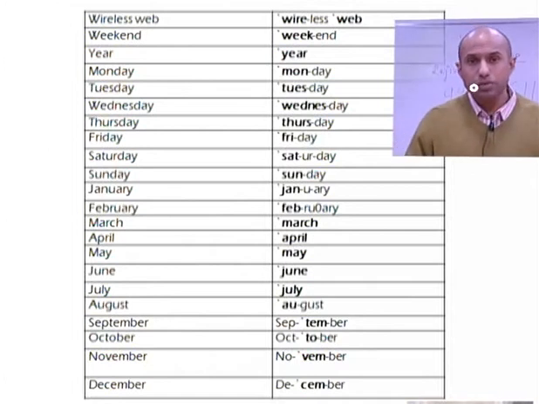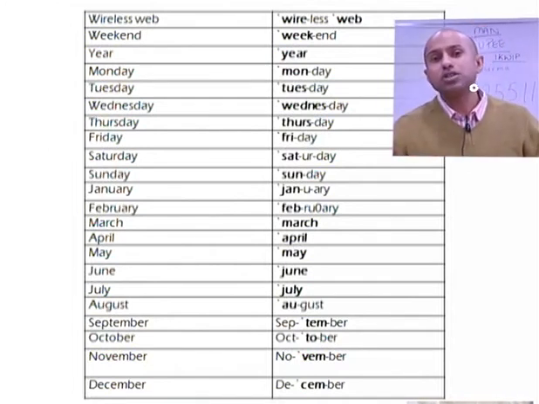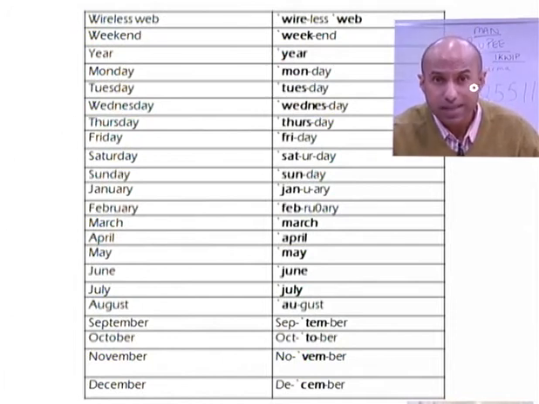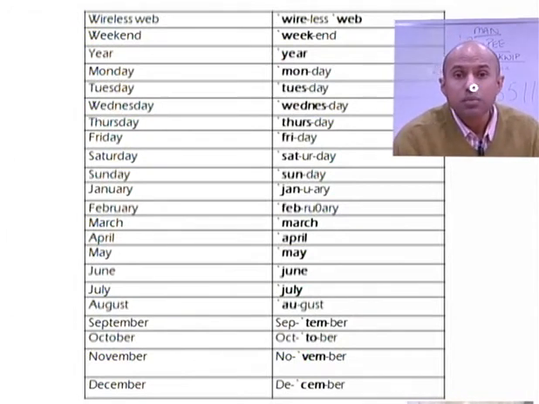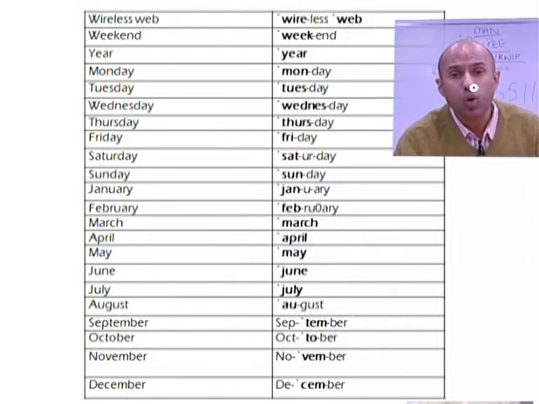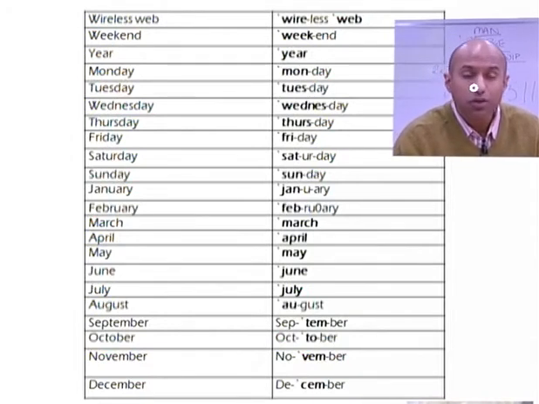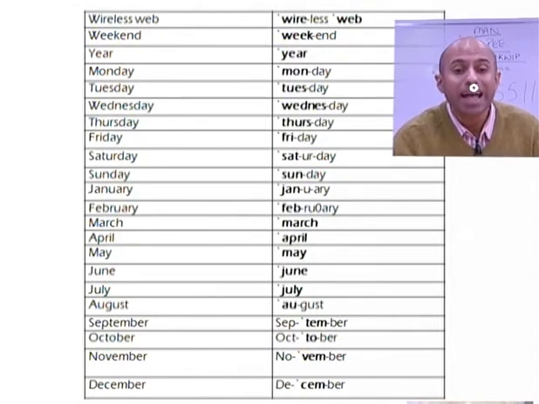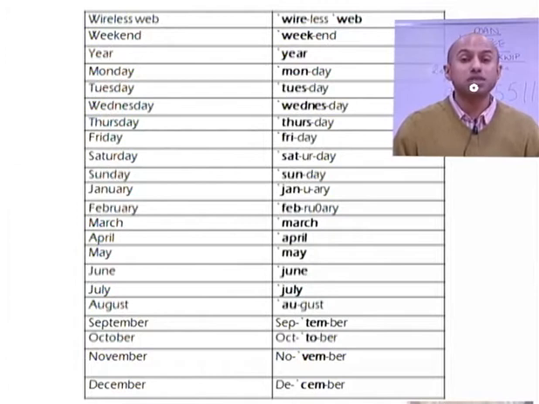W-E-A-K-E-N-E-D, which is weakened. After a bout of illness, he was weakened. Yes, or when the party left him in large numbers, his position was weakened. But what we are talking about here is the end of the week, which is weekend. So we'll have to say it with a stress on week, weekend. So you can hear two different sounds.